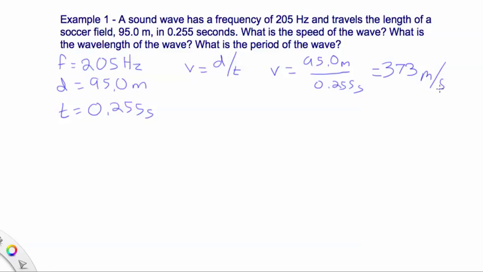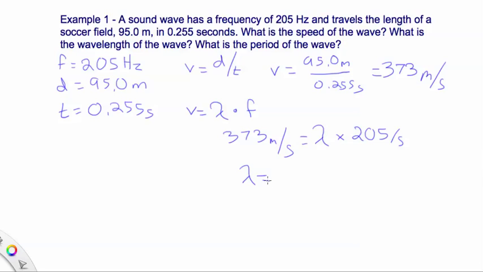To find the wavelength, we would have to use this equation because it's the only equation we know with wavelength in it. So our velocity equals wavelength times our frequency. And we've written the units as hertz, but it's important to remember that that just means per second. Otherwise you won't see why we get the right number here. So we divide both sides by 205.